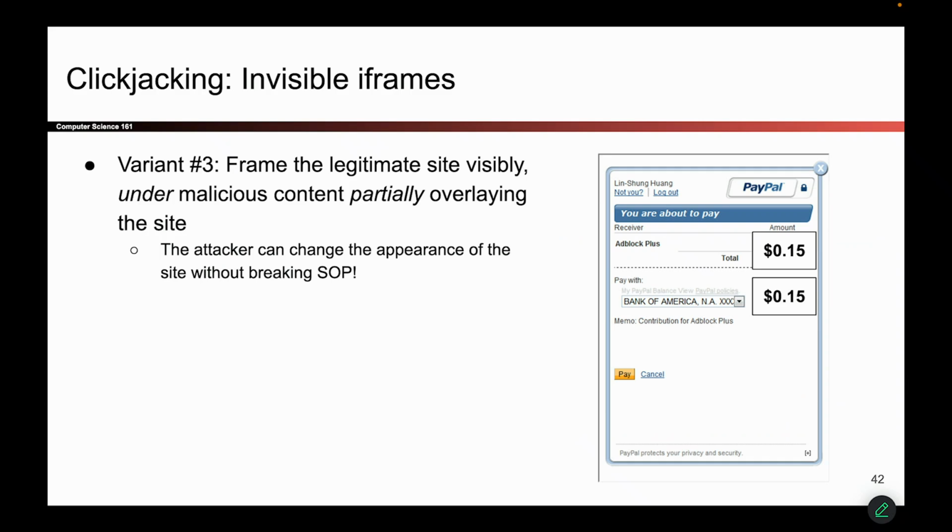OK, so more malicious clickjacking attacks are possible. Here's a variant where we're actually manipulating the appearance of HTML such that we have some boxes that are overlaid over other boxes. So for example, maybe underneath this box, we've written $1,000, but then we put a box on top and we say 15 cents. And the user thinks they're about to send 15 cents, but underneath they're really sending $1,000.